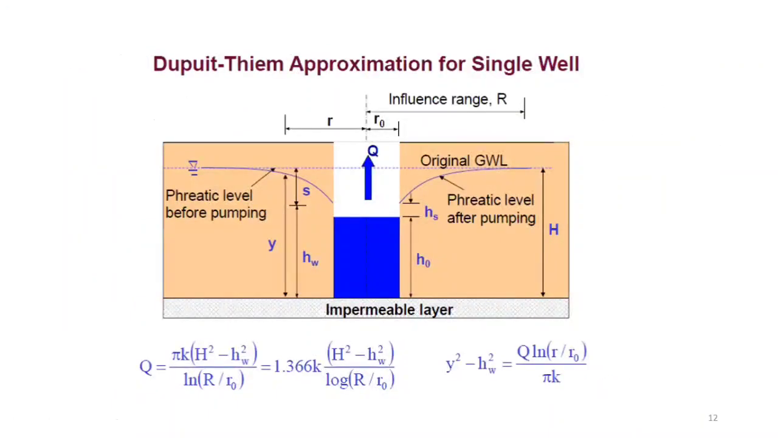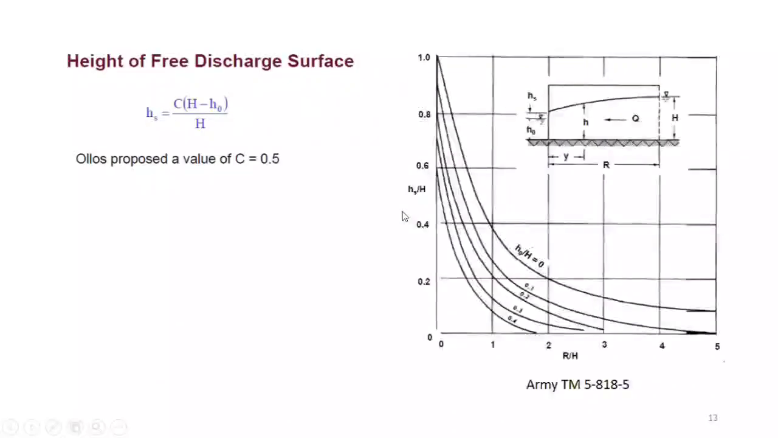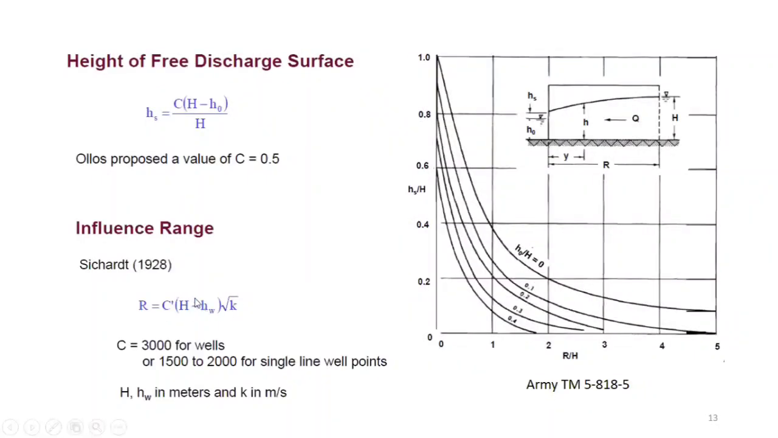What is HW? Okay, so this is H naught plus HS, which is the initial water level plus the free discharge surface. Okay. So you have H minus HW, C is a constant, K should be given or known in meters per second, okay, and you can get the value of the influence range. But in simple words, it is the distance where I would say the drawdown becomes 0. Okay.